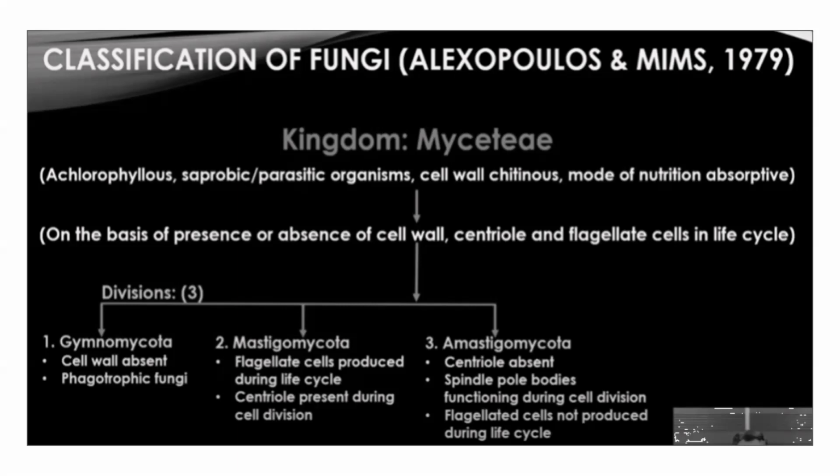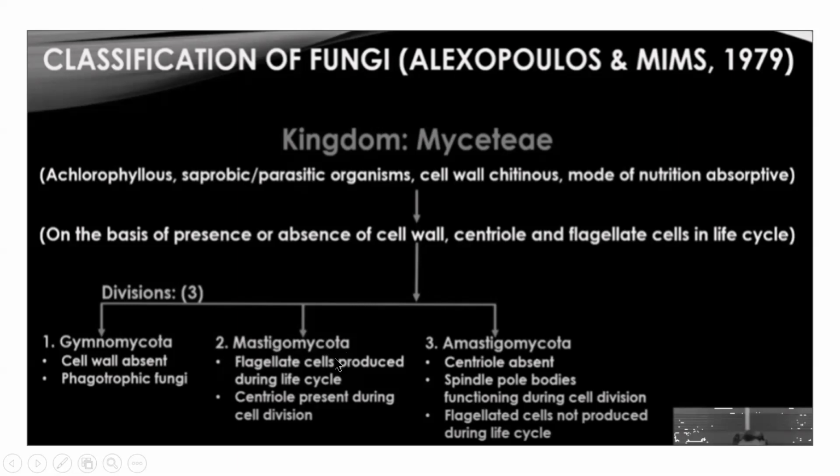Okay, so on the basis of presence or absence of cell wall, centriole, and flagellated cells, that is motile cells in the life cycle, Mycetae has been divided into three divisions. Gymnomycota, wherein there is no cell wall. All the slime molds belong to that category, and they show phagotrophic mode of nutrition.